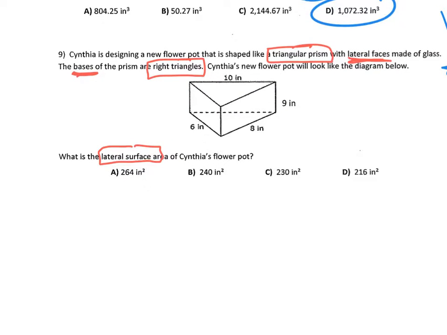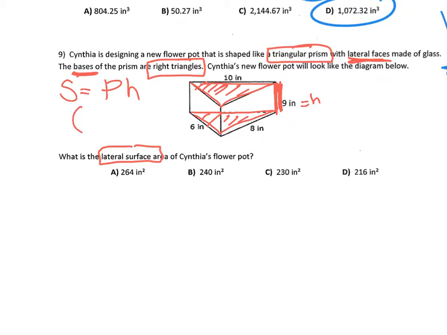So first of all, it's P and H. The formula for lateral is capital P, perimeter of the base, times the height of the whole prism. But what's the base? Your base is those triangles. 6, 8, and 10. So 9 is the place between those two bases. So that's your height, between those two triangles.